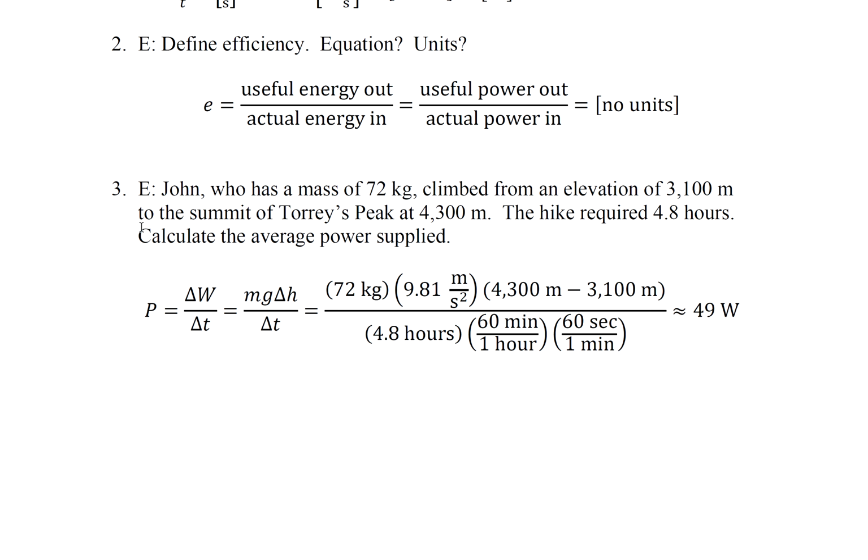Question 3. John, who has a mass of 72 kilograms, climbed from an elevation of 3,100 meters to the summit of Torreys Peak at 4,300 meters. The hike required 4.8 hours. Calculate the average power supplied. So power is delta W over delta T. It's going to be mg delta H over delta T. So you can see we have delta H. We have delta T. Hours was converted to seconds.